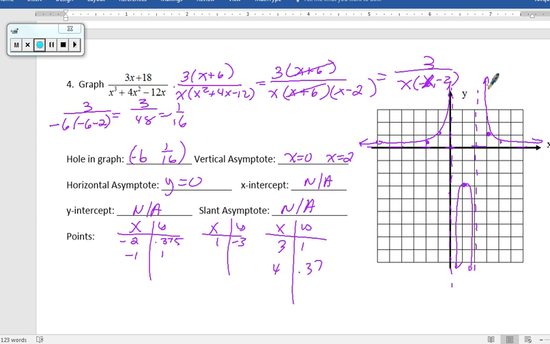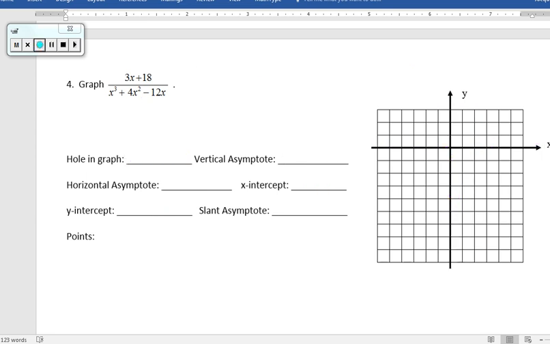Okay, one more to go. Let's hope I get all the right points this time. My apologies.